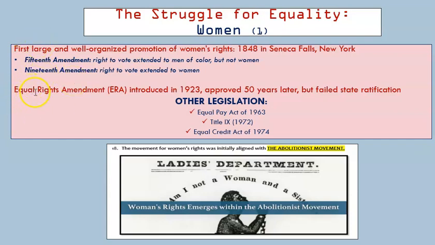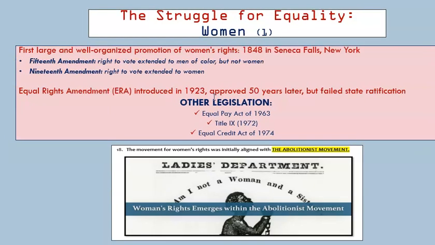Then they had the Equal Rights Amendment introduced in 1923, and it was approved 50 years later, but failed state ratification. As far as the Equal Rights Amendment was concerned, it failed ratification by a small number of states. So were we to move forward today, there's the potential for it to be passed. In fact, last semester, I want to say that I read an article saying that there were enough states to ratify it at this point.